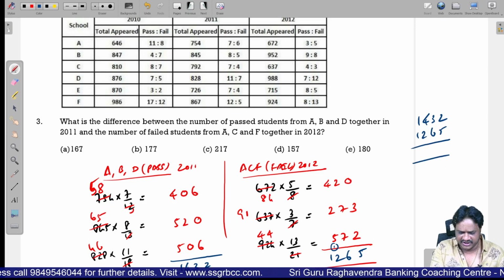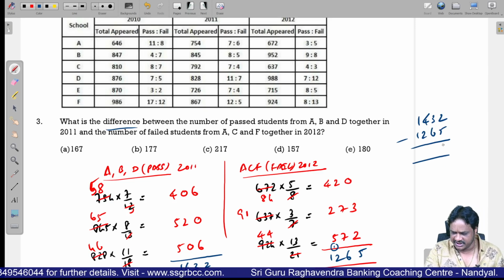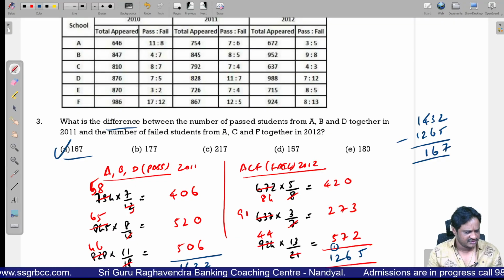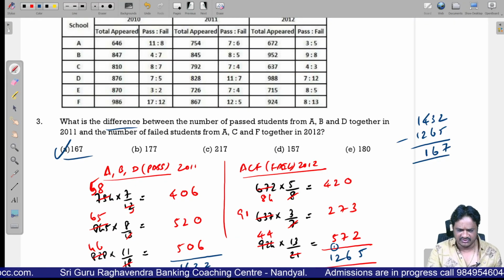You have to find the difference. So 12 minus 5 is 7, 12 minus 6 is 6, 3 minus 2 is 1. So the answer is 167. Option is 1.